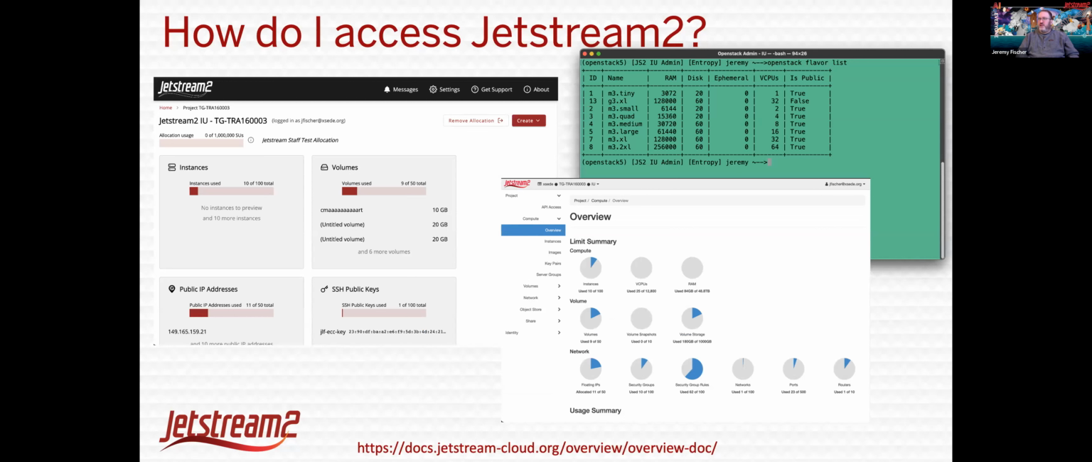So how do I access Jetstream 2? Today there are three primary interfaces for accessing Jetstream 2. There will soon be a fourth.